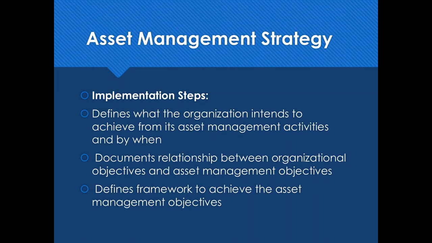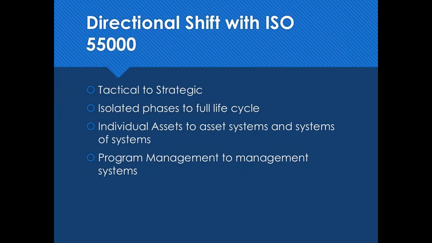And you need to have a definitive timeline. So you need to have SMART objectives, as most of you know, to make sure those are attainable, measurable, and tracked, right? Next, document the relationship between the asset management and the overall organizational objectives. And third, you define the framework to achieve the asset management objectives as well. Framework in the sense that you need to make sure you have a plan, which we'll talk about in the next slide, okay?